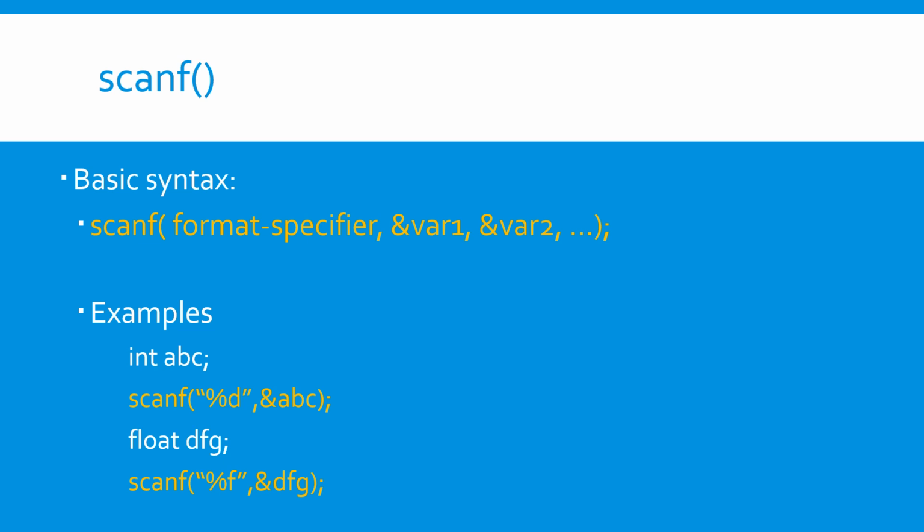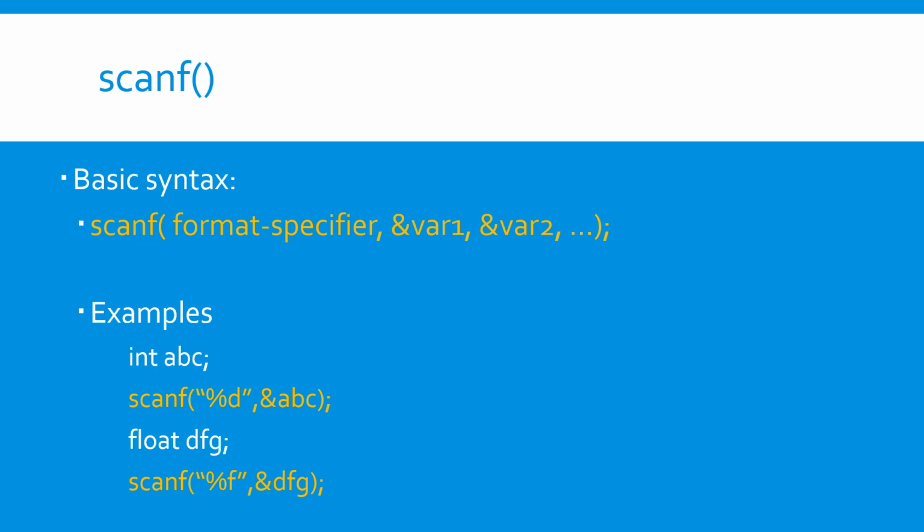Scanf is discussed in more detail in the following slide. The basic syntax of scanf is as follows: scanf(format specifier, &variable1, &variable2, etc.). So it means that we can use scanf for reading any number of input values for the variables, and the variables have to be mentioned along with the operator ampersand. Ampersand is the address-of operator, which we will discuss in the following sessions.